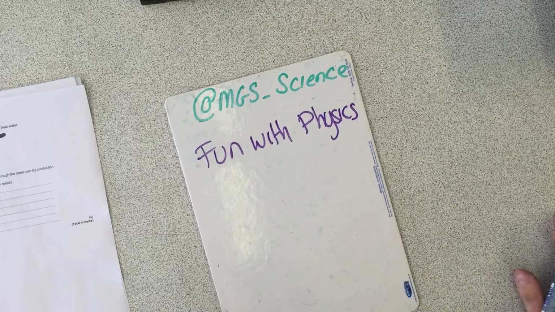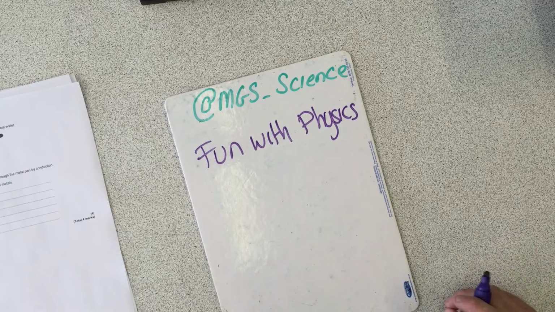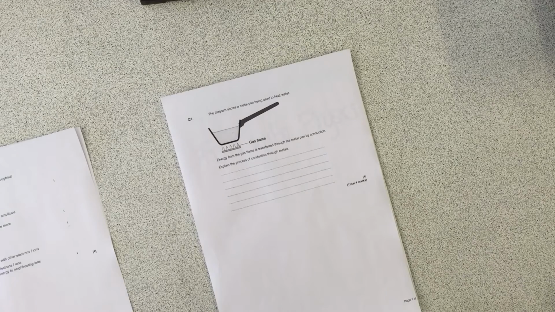Now, we're going to start off with one of the more difficult questions from P1, and this is conduction. Lots of people tend to find this tricky. So I've got a question here. It says, the diagram shows a metal pan being used to heat water. Energy from the gas flame is transferred through the pan by conduction. Explain the process of conduction through metals.